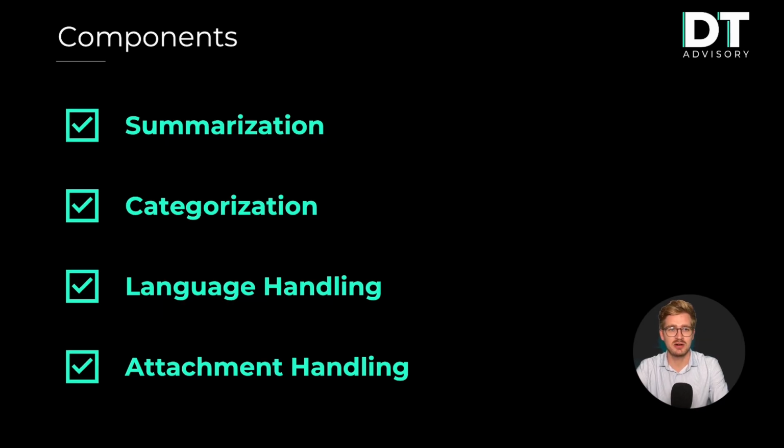Let's do a quick recap of the demo. What did we see? We saw that we were able to summarize a long email history and create a very sharp summarization out of it. We were able to set some fields structured on the record itself. We were able to detect the language, in this case French, but of course any other language would work as well.